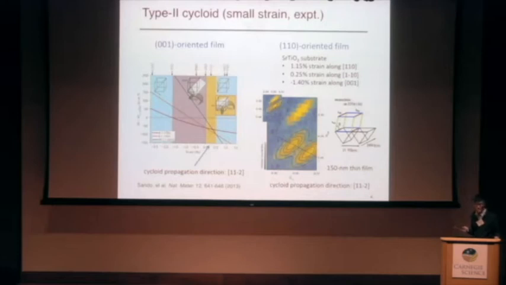There's also a type 2 cycloid in BFO. For instance, in 001-oriented film, under small compressive strain, the type 1 cycloid is stable. But for small tensile strain, the type 2 cycloid with a propagation direction of 1-2 is more stable. The same type of cycloid is also observed in 110-oriented film by our collaborators, and strontium titanate is the substrate.